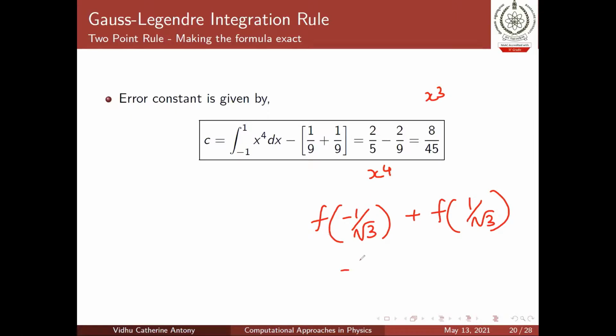Now what do you need to do? -1 divided by root 3 whole power 4 plus 1 divided by root 3 whole power 4. And that's what you get here: 1 by 9, 1 by 9. Note, it's a root 3. So even if I square this, I get a 1 by 3. If I square a 1 by 3, I get that. So keep that in mind.